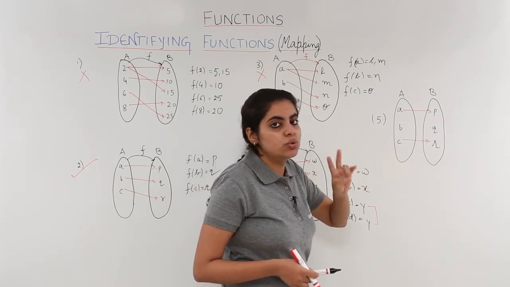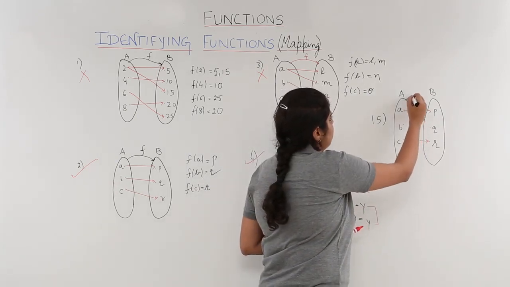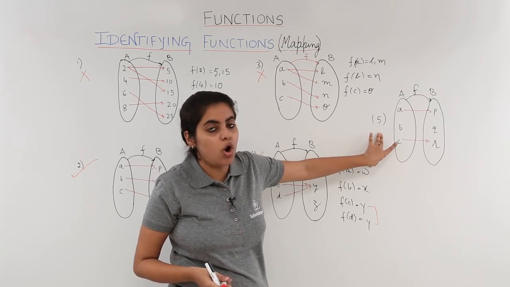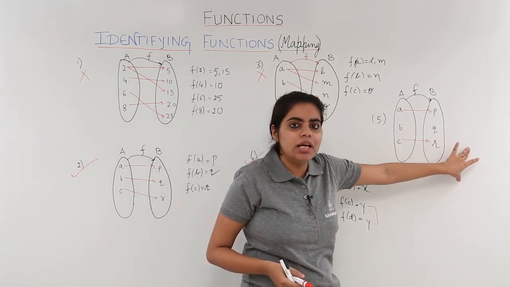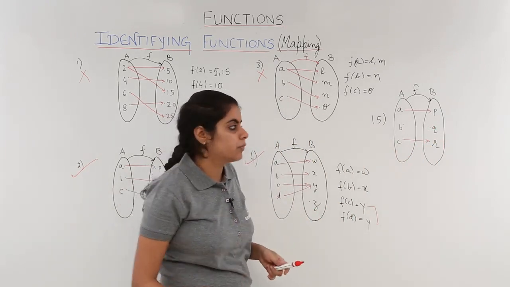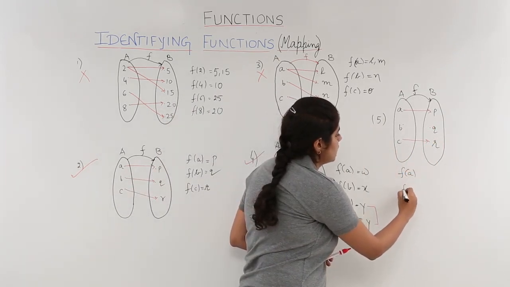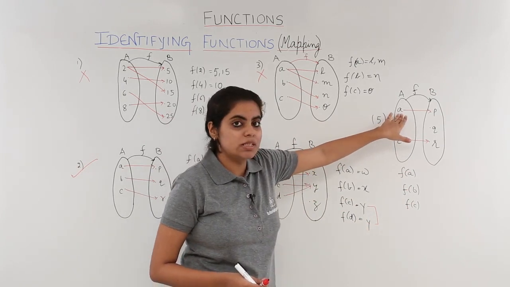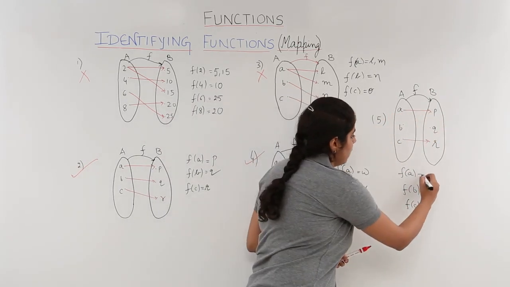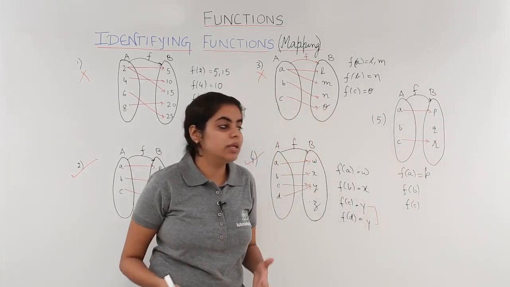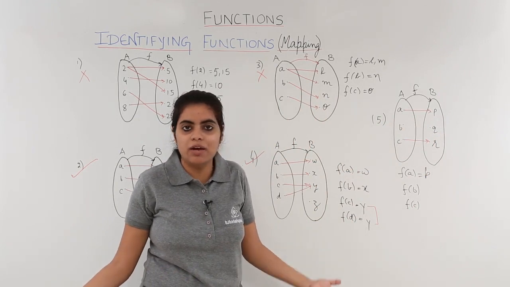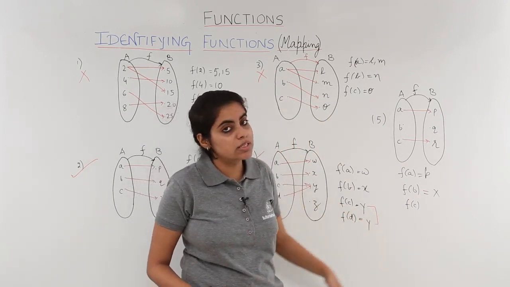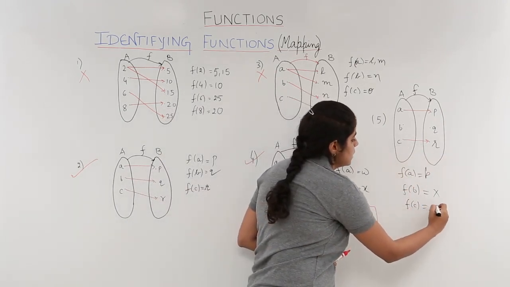Example number 5 shows 2 sets again, A and B, and it is a mapping from A to B, a correspondence, a function. A, B, C are 3 elements of set A. P, Q, R are 3 elements of set B. Let's see what is f of A, f of B and f of C. F of A means what is A associated with? A is associated with P. B does not have any association, so this corresponds to nothing. And C is associated with R, as you can see in the diagram.